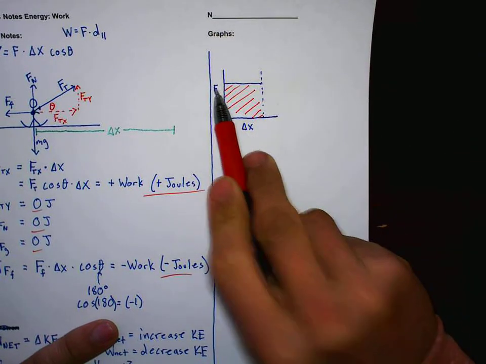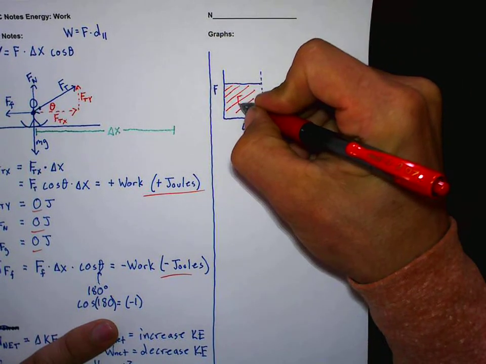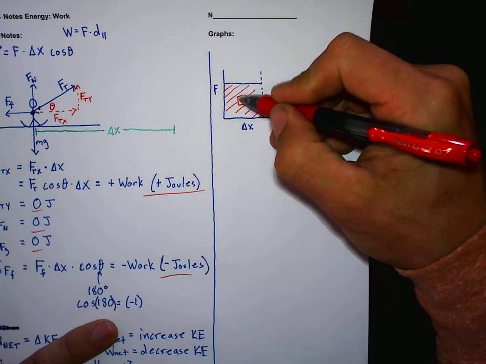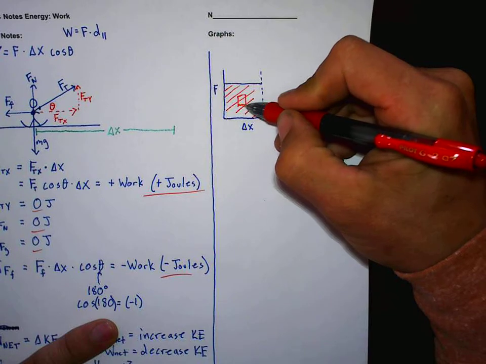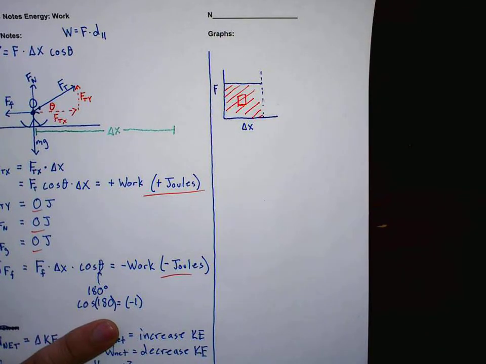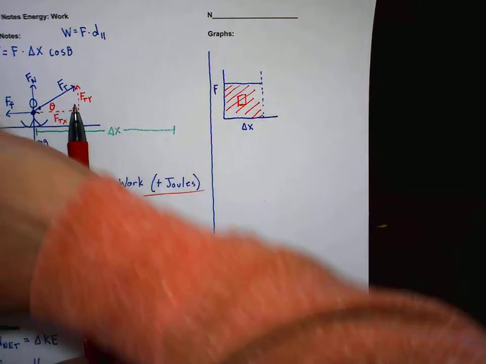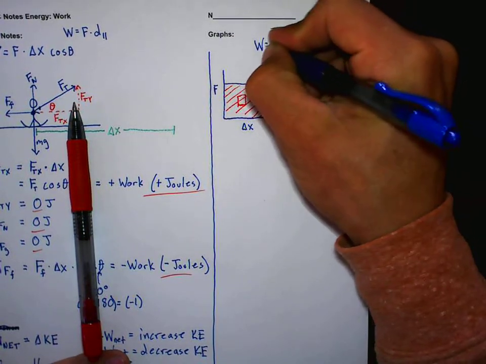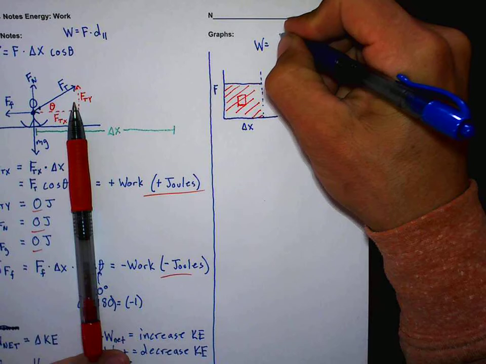If I take a snapshot of this to see what the area means, I'm doing a force times the distance, which is work. Now what we're going to do with this, let's put a definition up here that's going to be in your book and all over the place.